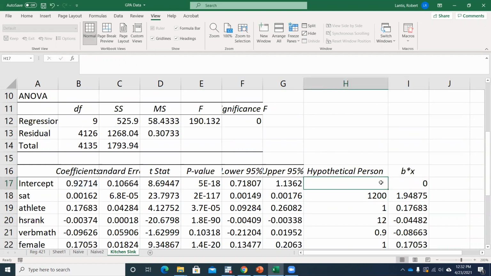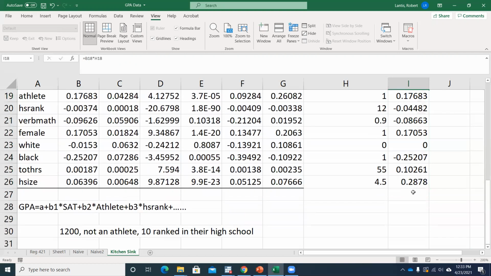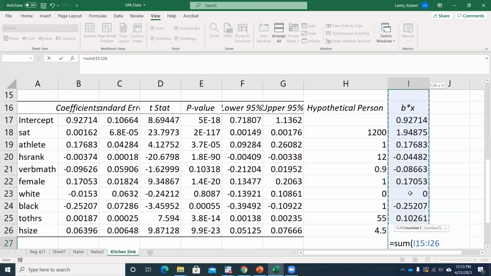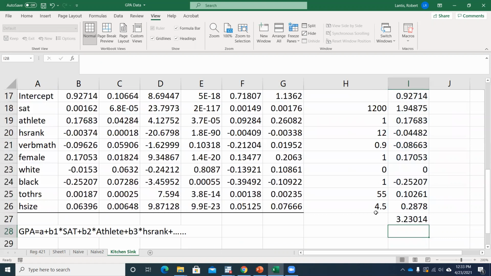Or if I don't want to do it that way, I could just make sure I add in that intercept coefficient. Now I'm just going to add them all up, and that should give me the predicted GPA for this hypothetical person. So all I'm going to do is go through every single variable, use the coefficient, multiply it by this hypothetical person's value for x, and then add them all up. And don't forget to add in the intercept as well.